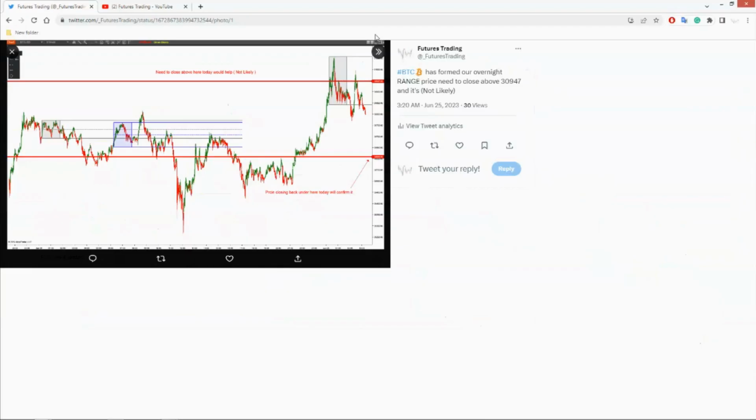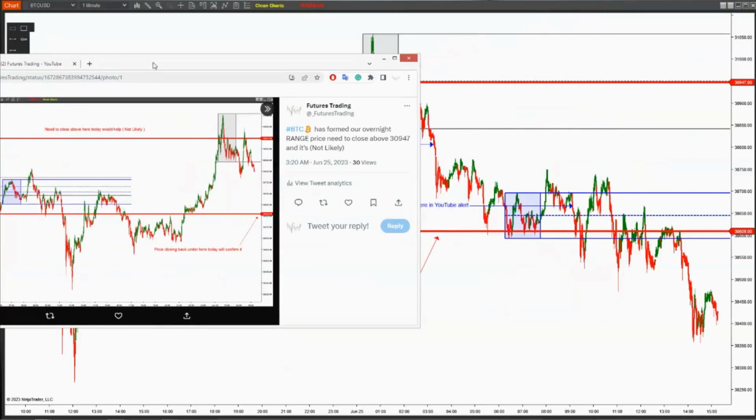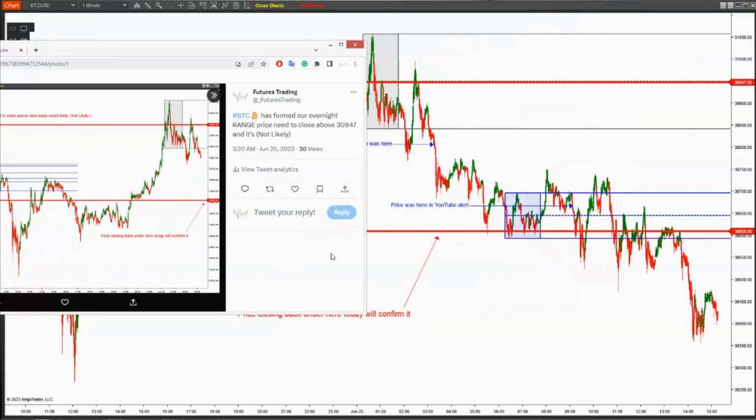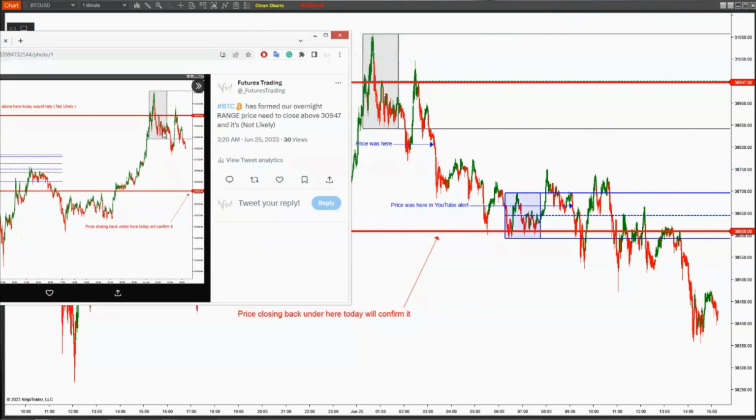Matter of fact, let me blow this up and move it over a little bit. I thought I could leave it like that, but that's okay. You'll see where I'm going with it. So we were up here. And of course, I said price was here. The YouTube alert price was there. And they've been managing to just swing, swing, swing, swing.